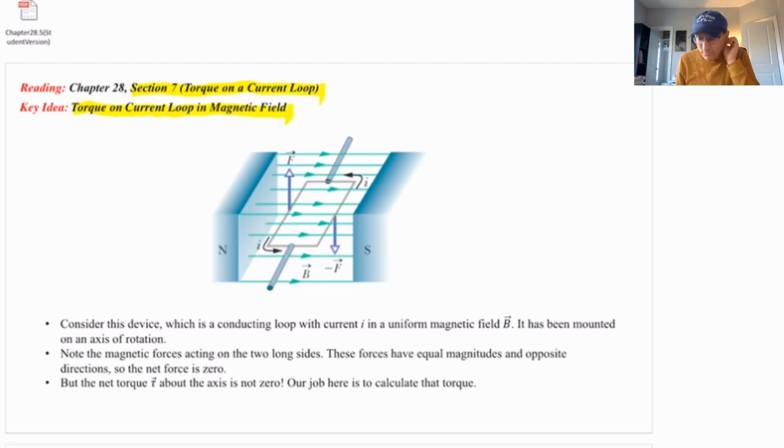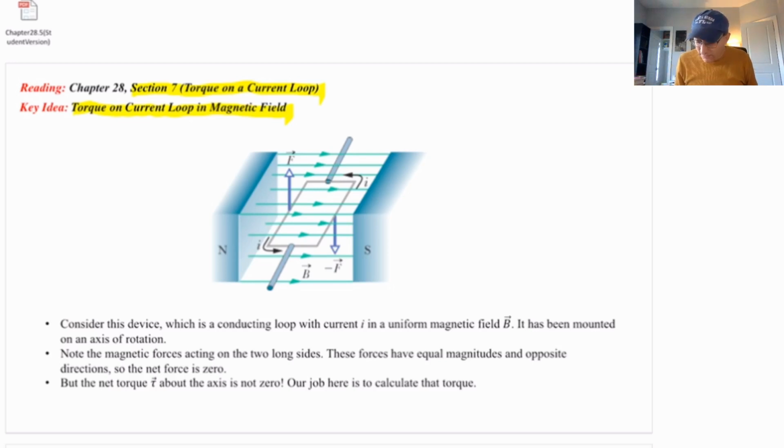And here's the device I want to talk about. It is, at its simplest level, an electric motor. All right, we have a conducting loop. You can see there it's shaped like a rectangle. It's got current I flowing around it. As we look at it from this perspective right now, that current is flowing around, I would call that counterclockwise.